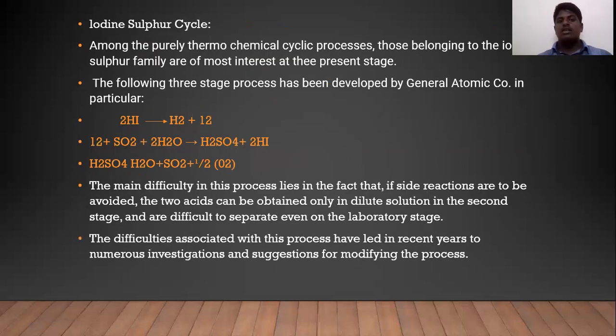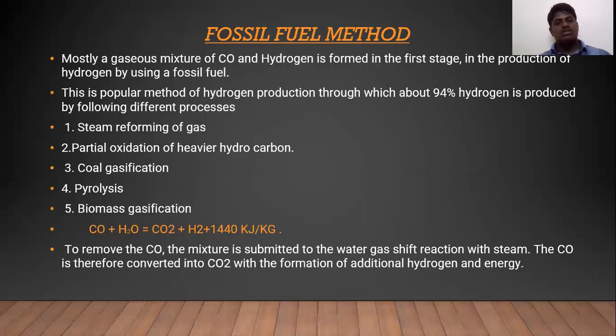Iodine sulfur cycle. Among the purely thermochemical cyclic processes, those belonging to the iodine sulfur family are of most interest at present. We can see some equations. The main difficulty in this process lies in the fact that if side reactions are to be avoided, the two acids can be obtained only in dilute solutions. The difficulties associated with this process have led in recent years to numerous investigations and suggestions for modifying the process.